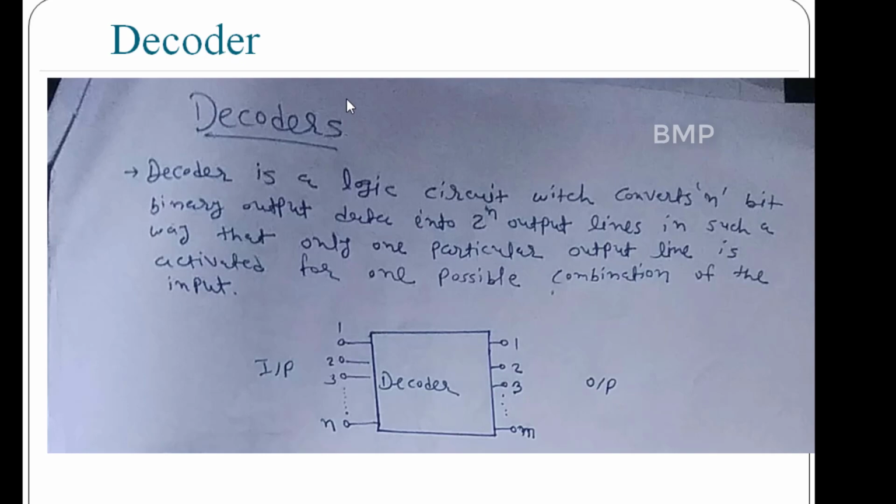A decoder is a logic circuit which converts n-bit binary input data into 2 raised to n output lines in such a way that only one particular output line is activated for one possible combination of the input. So based on these 3 inputs, any one dedicated line will be activated. This kind of logical structure is known as the decoder.